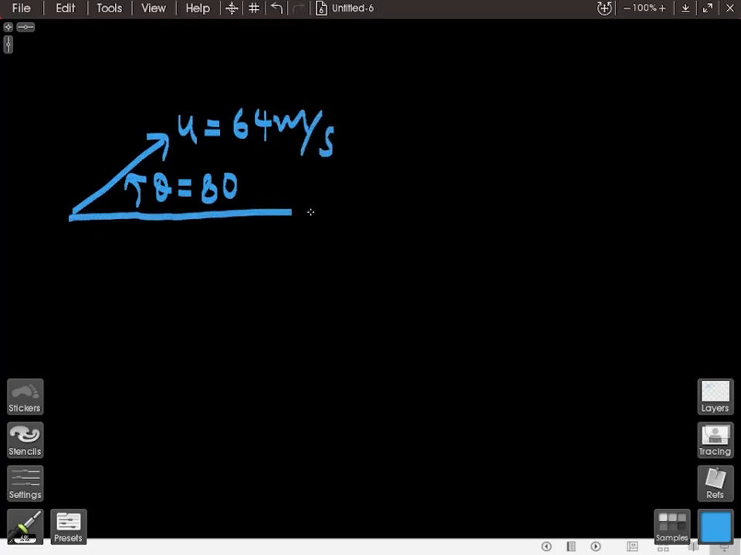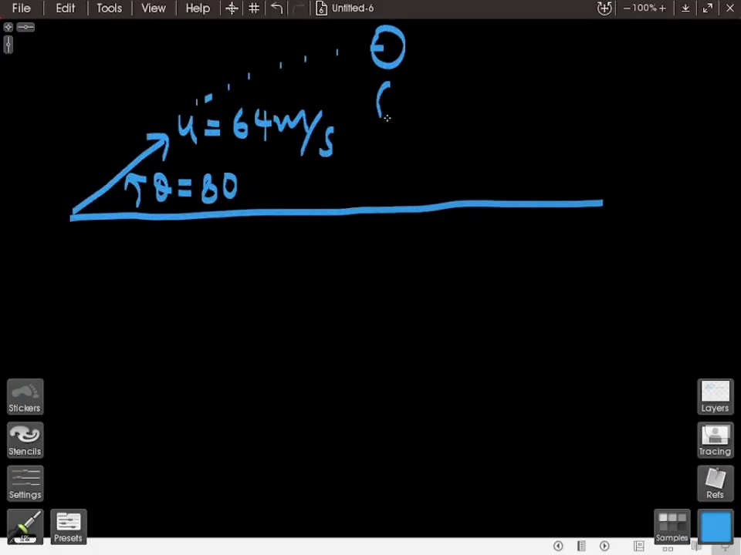Now what happens is this shot moves up to the highest point, and here it explodes into two pieces. The bigger piece, big M, falls down with zero velocity. Okay, it breaks down and falls down. A smaller piece moves like this.